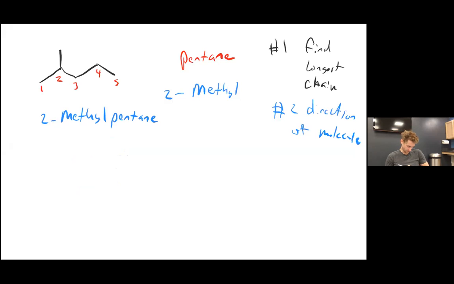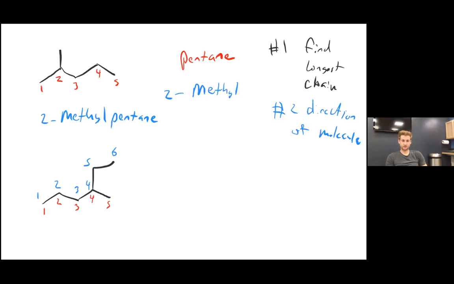So I am going to do this. So not dramatically more complicated, just slightly more. So let's try to find our longest chain first. There's going to be 2 different options. We can go 1, 2, 3, 4, 5, or we could go in blue here 1, 2, 3, 4, 5, 6.